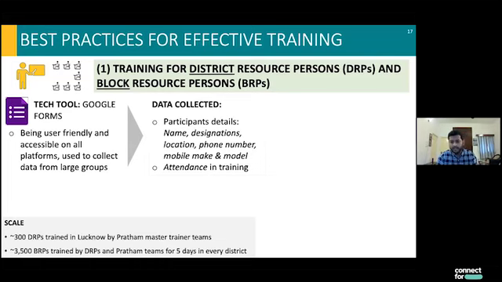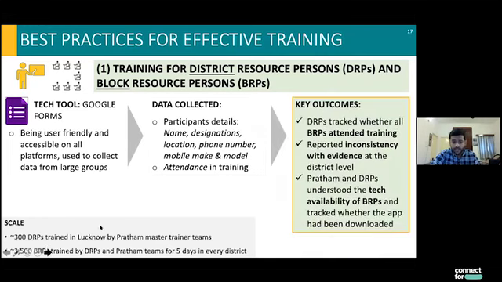We collected very basic indicators of the participants' profile, their phone number, and we were able to track attendance. This data was quickly analyzed and given back to the district team so that they could track attendance, because at the end of the day, we're using a cascade model in training and we need to ensure that everyone is properly trained. Please remember, all this program was done at scale in all 75 districts of Uttar Pradesh.